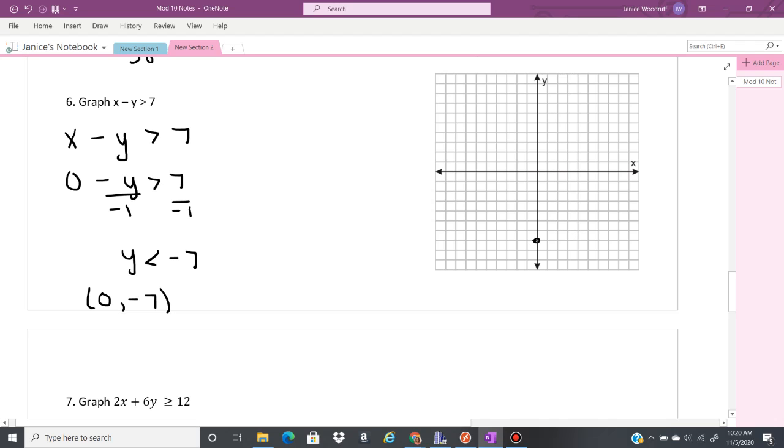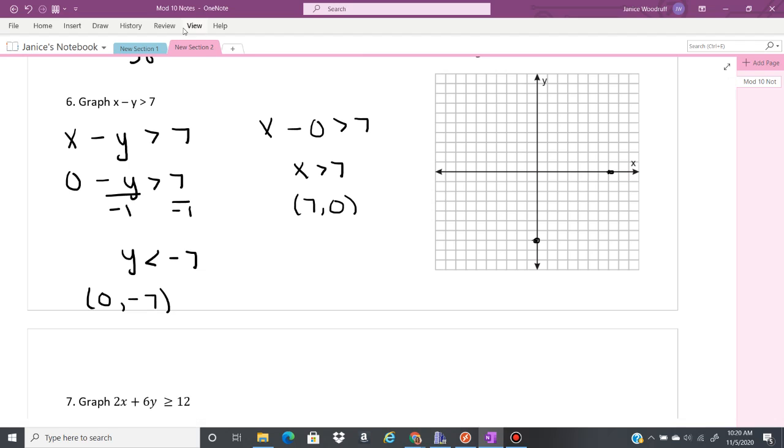Sometimes it doesn't like it when I draw circles. All right, and then x minus y, so let's say x minus 0 is greater than 7. There you're going to get x is greater than 7. So then you're going to get an x-intercept of 7, 0. So here we're going to go 1, 2, 3, 4, 5, 6, 7. And that point's going to be right there.